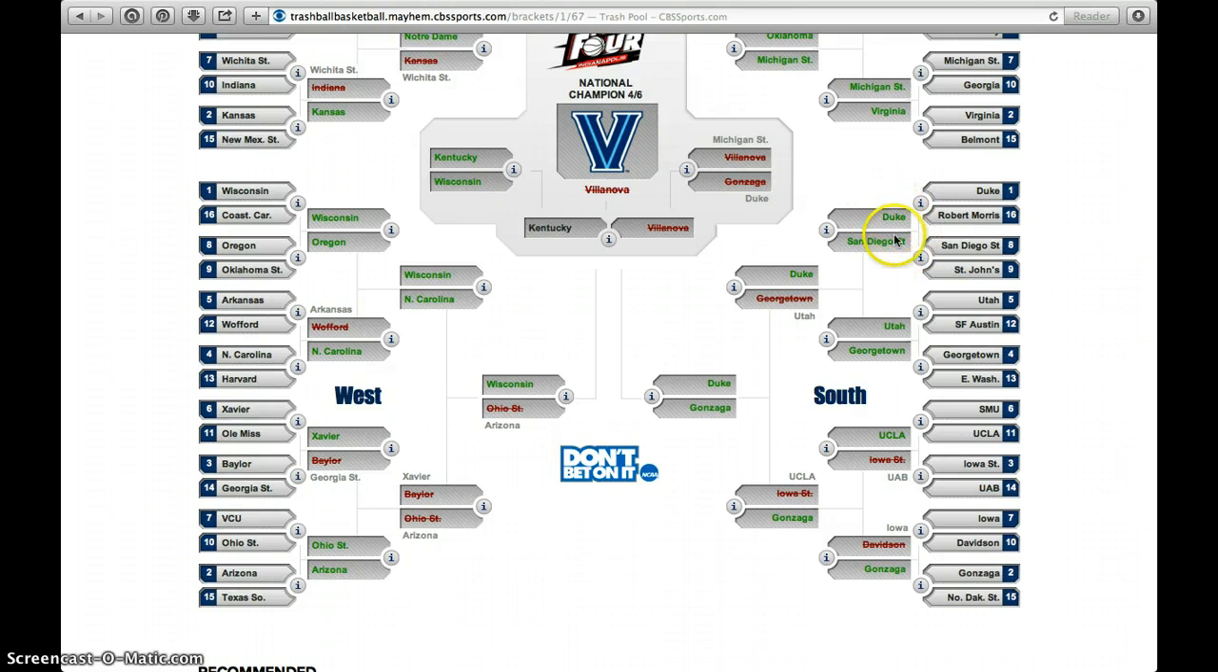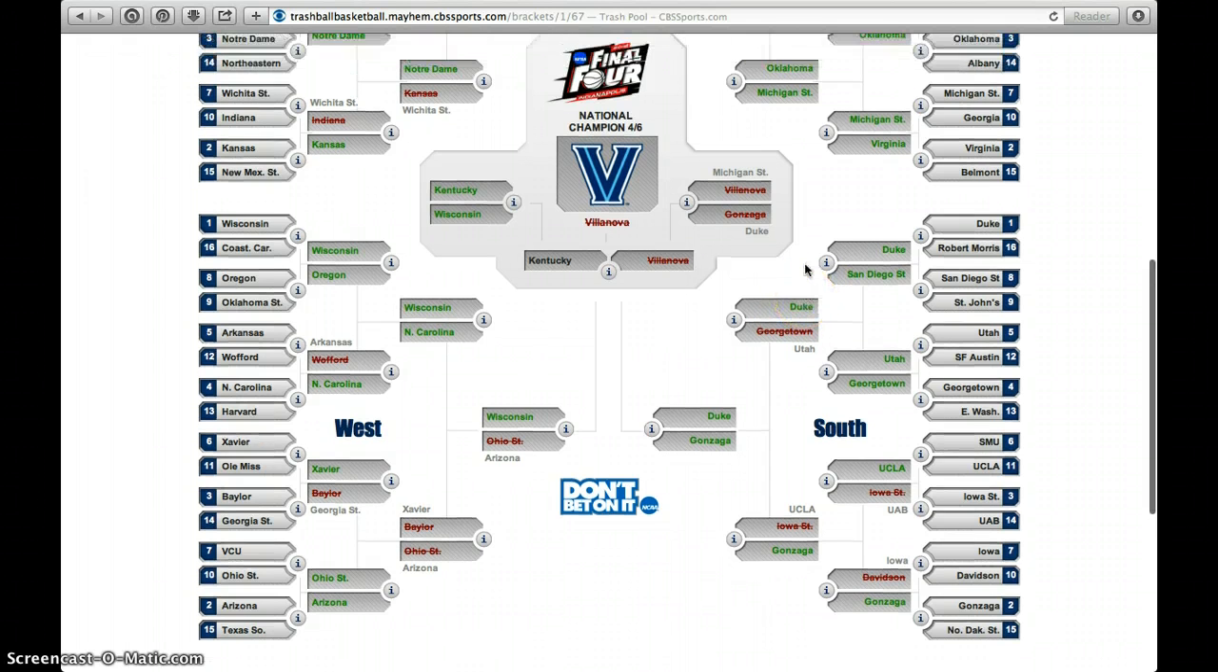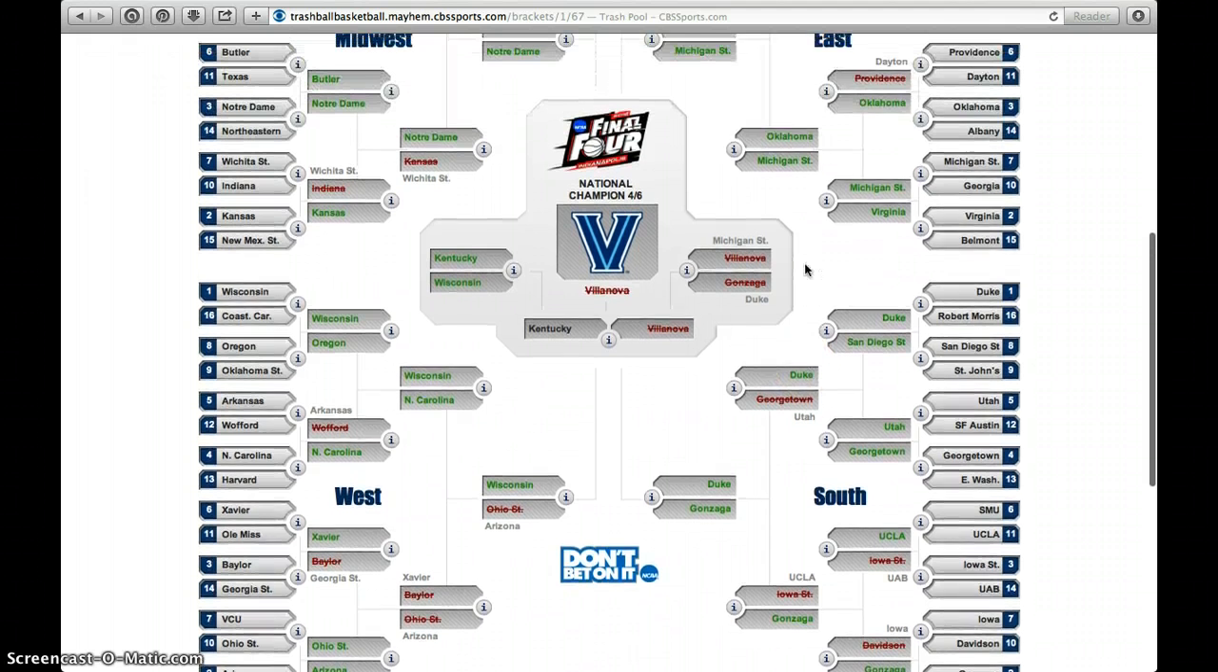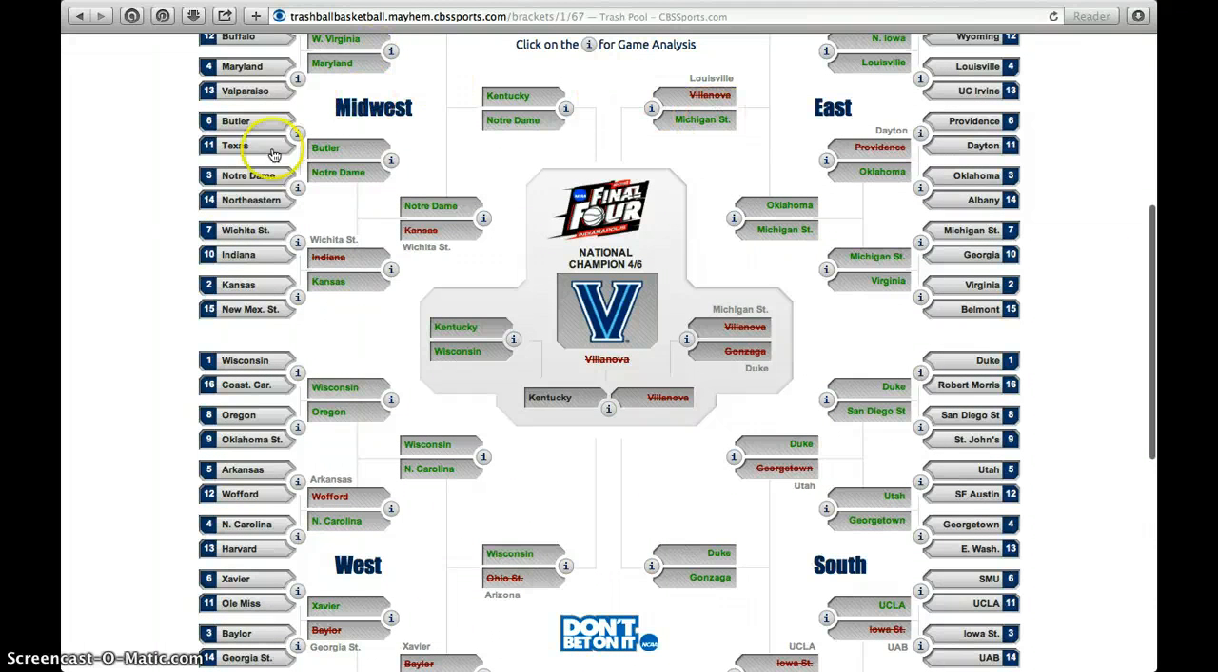In the next round, Duke played San Diego State, and Duke won that game. Okay, you can see Duke there, and I predicted that game, which is why it shows up in green here. Okay, let's take a look. What else do we have? All of these regions, all 4 regions, the Midwest, East, West, and South, one team is going to advance from each region to make it to the Final 4.